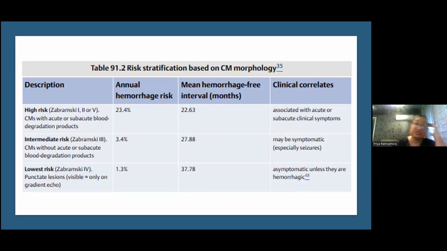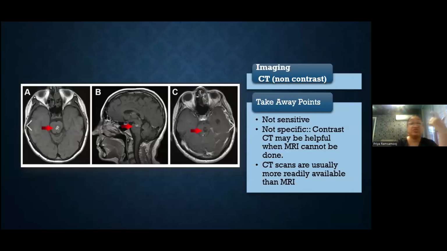And then your lowest risk is the punctate lesions, the ones that we could not see on T1 and T2. In essence, it carries a 1.3% risk of annual hemorrhage. So let's hold this in the back of our heads in terms of risk stratification. So how do we identify it then?